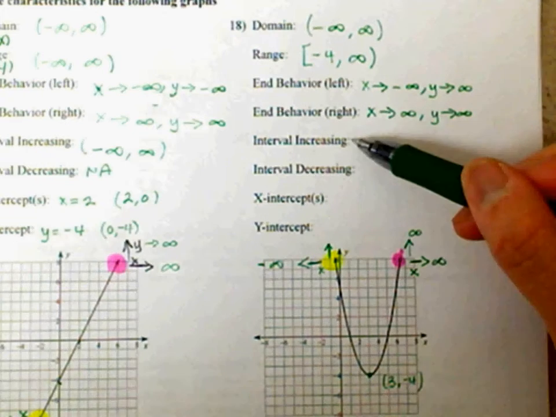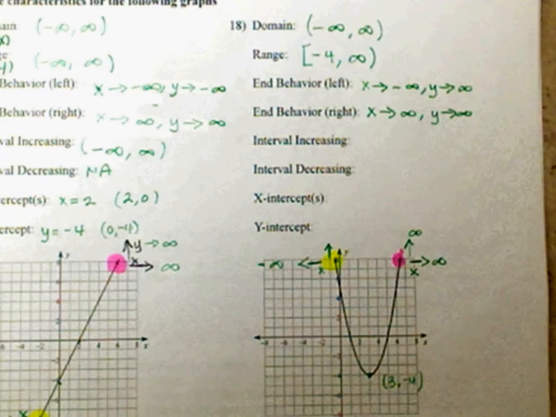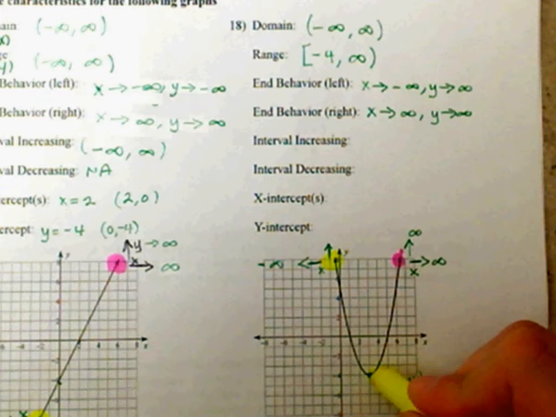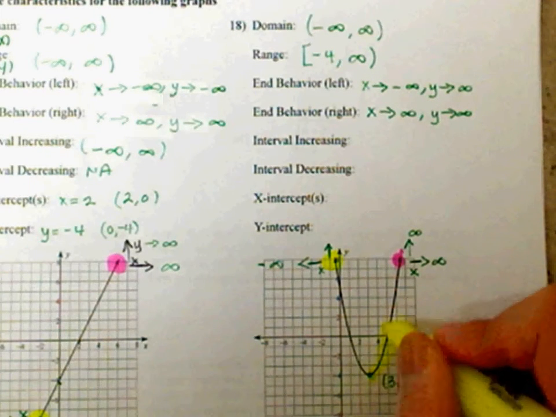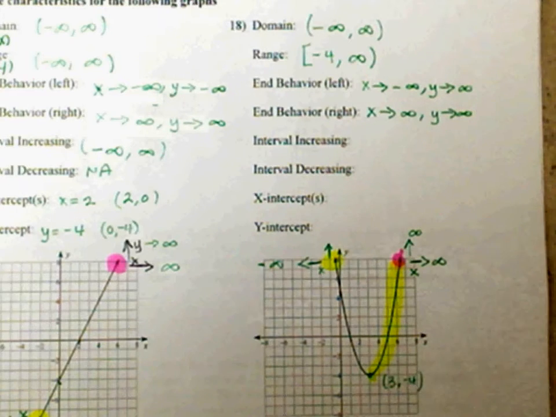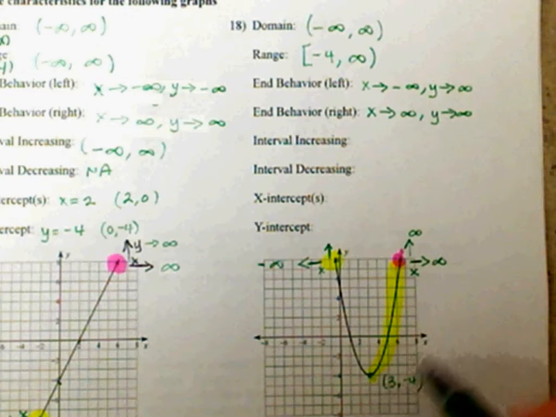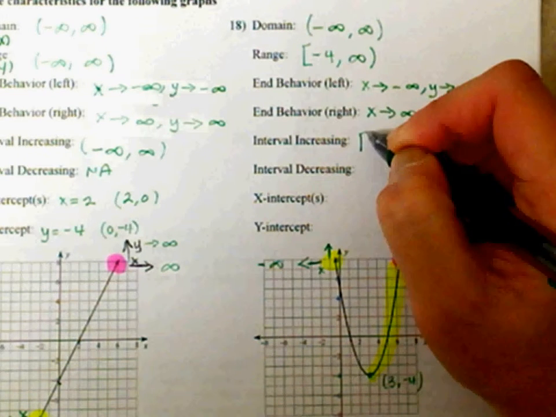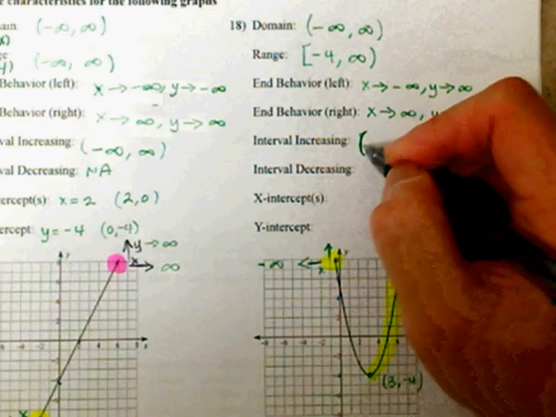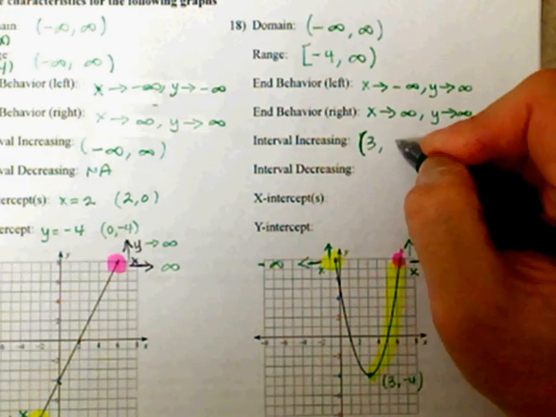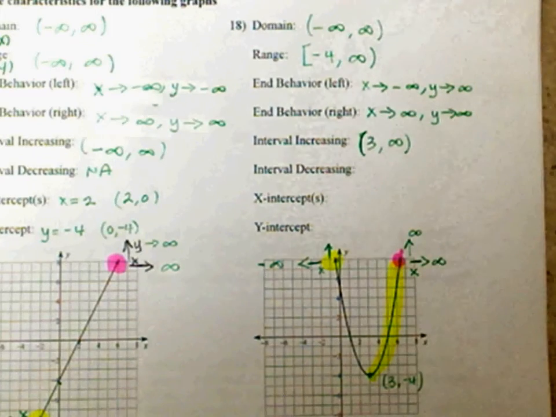Interval increasing. Where do you see a graph increasing? It's increasing starting at this point all the way up. And when you are looking at interval, you're always looking at your x-axis. Where is it starting on that x value? It is starting at 3. And it's always a parentheses. 3, comma. How far right did it go? It is approaching positive infinity.